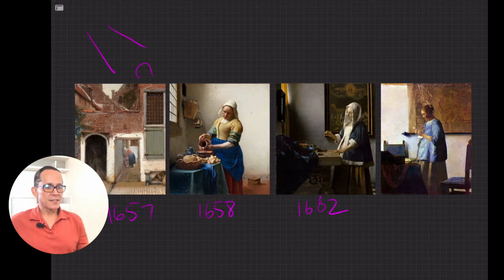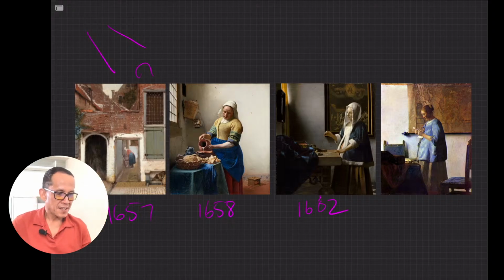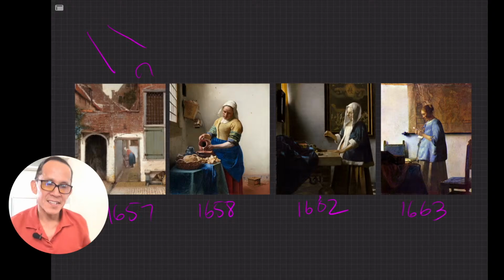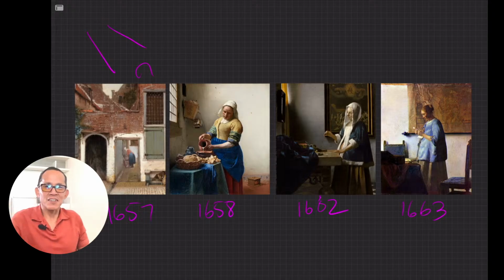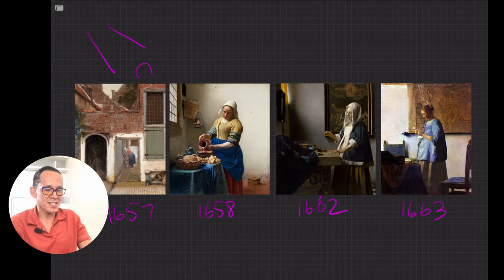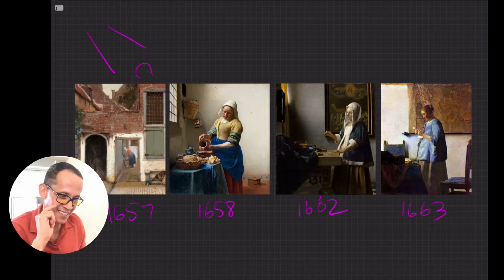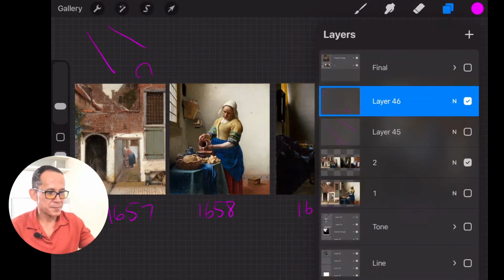1662, a few years later, he painted The Balance. She's holding a balance. 1663, one year later, a woman holding a letter. Milkmaid, woman holding a balance, woman holding a letter. And you're like, Chris, oh, it's just a coincidence. How dare you? You're not an art historian. You don't have a PhD. Watch this, my friends. Let's go back to the Milkmaid. I skipped over this part.